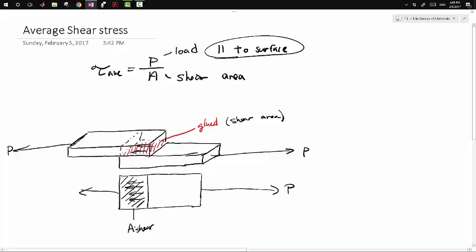If it was going perpendicular to the surface, that'd be normal stress, which is notated by sigma. So this is normal stress. I'll talk about that in another video.